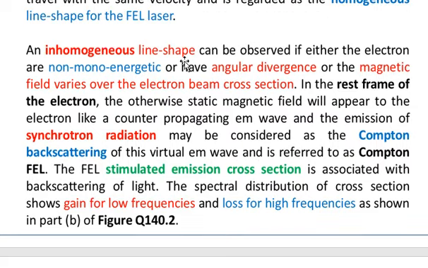An inhomogeneous line shape can be observed if either the electrons are non-monoenergetic or have angular divergence, or the magnetic field varies over the electron beam cross section. So under any one of these three conditions, we can have an inhomogeneous line shape.